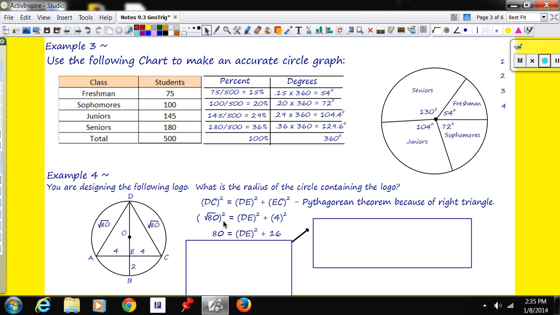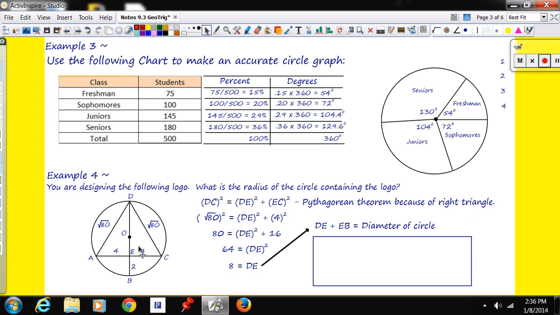We square everything. The square and the square root cancel out there. 4 squared is 16, and then subtracting 16, you're going to get 64. Square root both sides, and you're going to get DE is 8. So this D to E is 8. That's this leg right here. Now, that's not the radius. It's just this leg from D all the way down to E. It's 8.